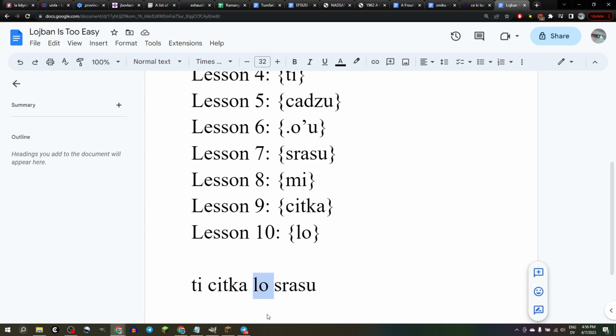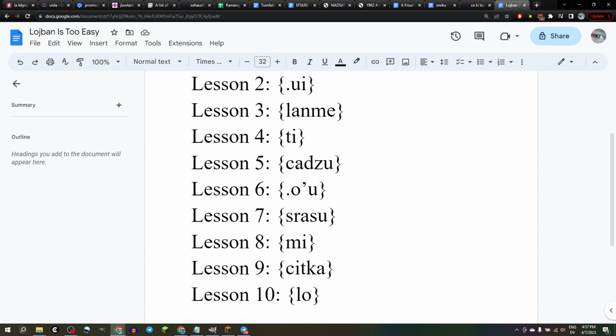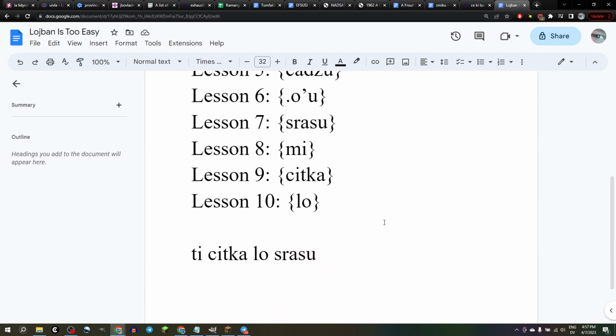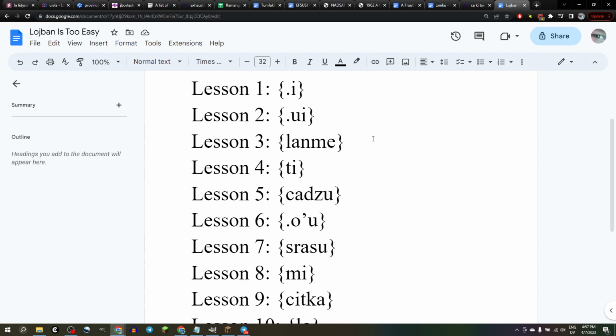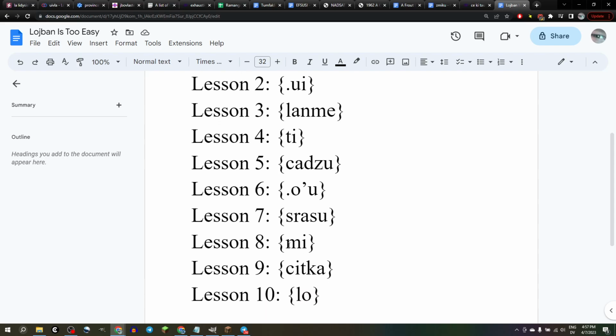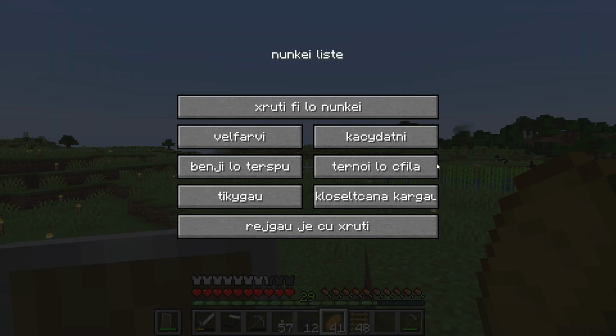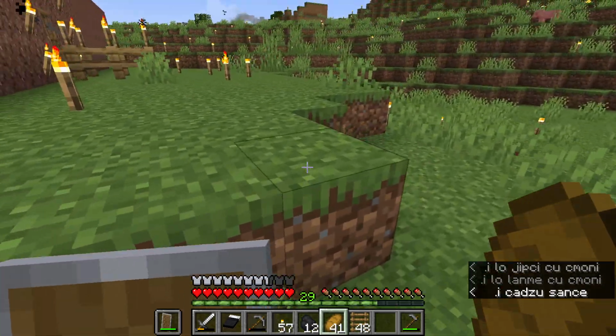And lo comes along and takes out of that the first thing, the x1. Like, if we say lo shitka, that is a noun referring to an eater. And lo shadsu is a noun referring to a walker. And lo lanme: so if I eat a sheep, then we say mi shitka lo lanme, because the x1 of lanme, the thing that does the verb lanme, is a sheep. So, mi shitka lo lanme.